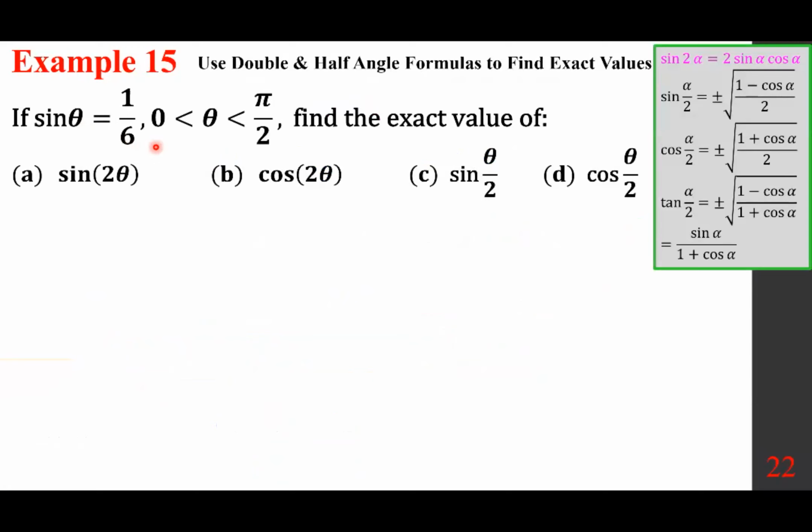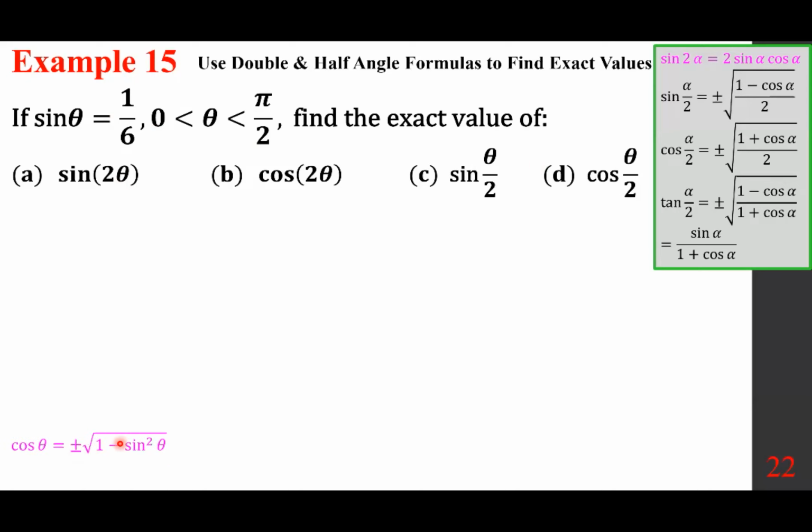Sine theta is given as 1/6 and it's between 0 and π/2, which puts it in the first quadrant, and we want to find the rest of it. So if I want sine of 2 theta, it's 2 sine theta cosine theta, for example. So let's develop cosine theta and so forth. Okay, so 2 sine theta cosine theta, we're going to need to find cosine theta as it appears.